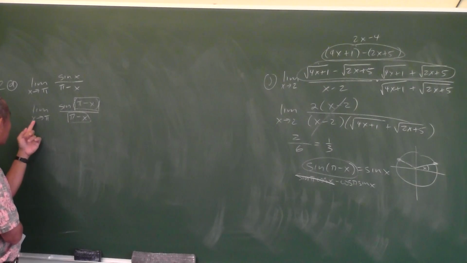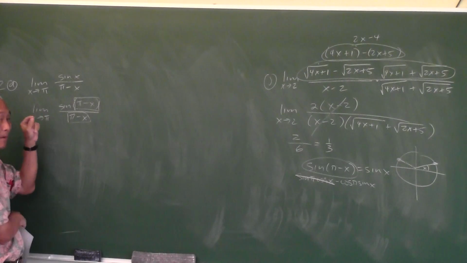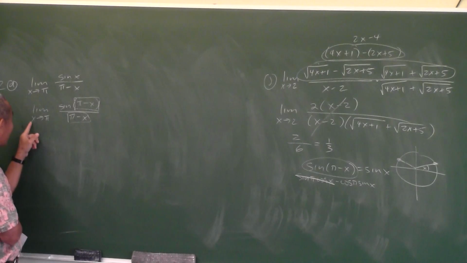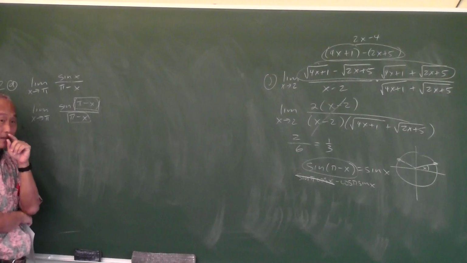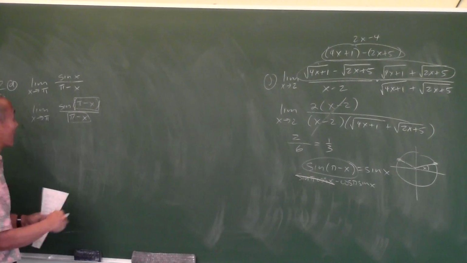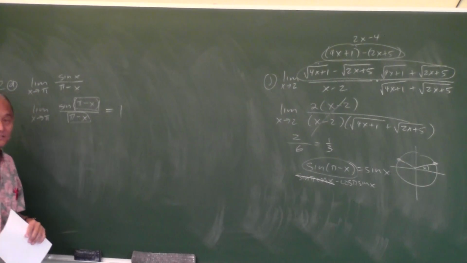Yeah, but Mr. Park, x is approaching pi. Yeah, that doesn't matter. The box has to approach 0. As x gets closer and closer to pi, what can you say about the box? It's getting closer and closer to 0. So therefore, that's friend.